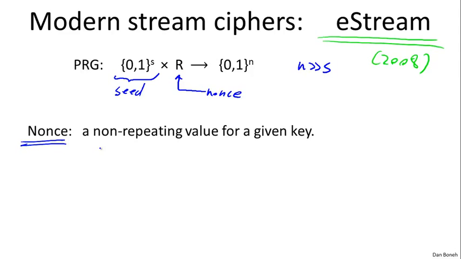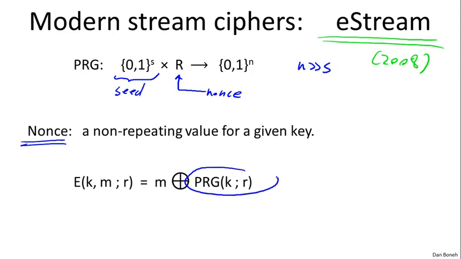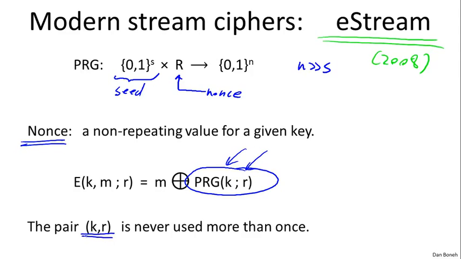And so, of course, once you have this PRG, you get a stream cipher just as before, except now, as you see, the PRG takes as input both the key and the nonce. And the property of the nonce is that the pair k comma r, the key and the nonce, never repeats. It's never used more than once. So the bottom line is that you can reuse the key, because the nonce makes the pair unique. So this nonce is kind of a cute trick that saves us the trouble of moving to a new key every time.